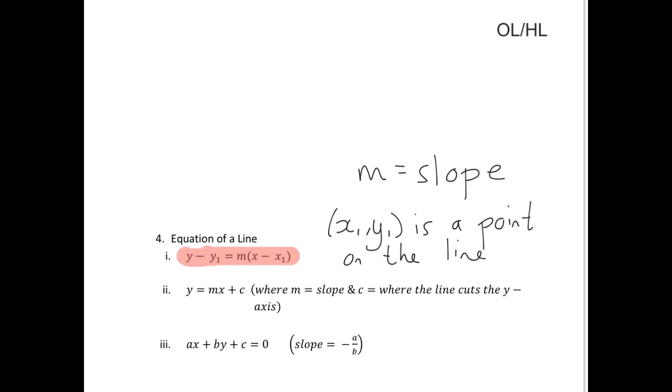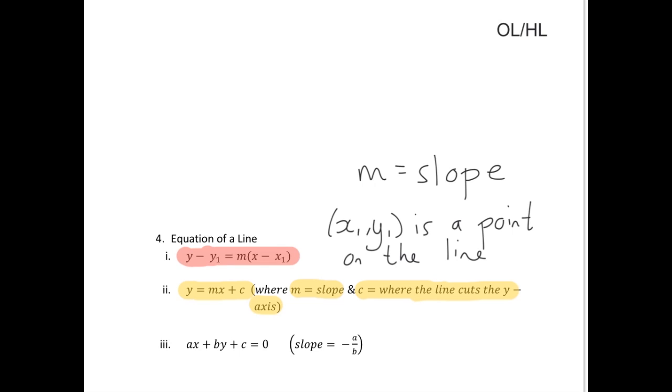The next definition for the equation of a line we have is y is equal to mx plus c, where m is your slope and c is the point where the line cuts the y-axis.